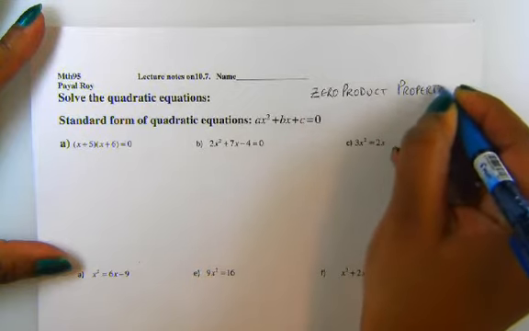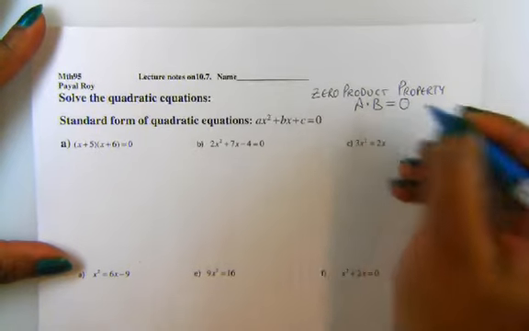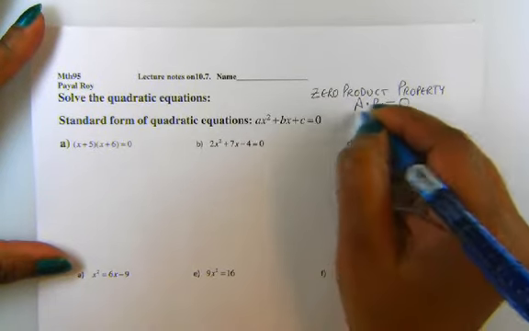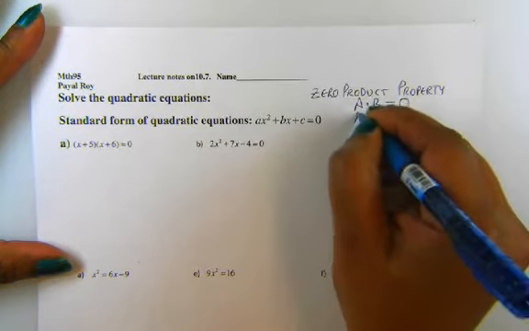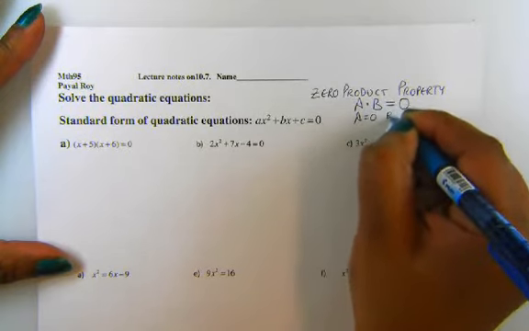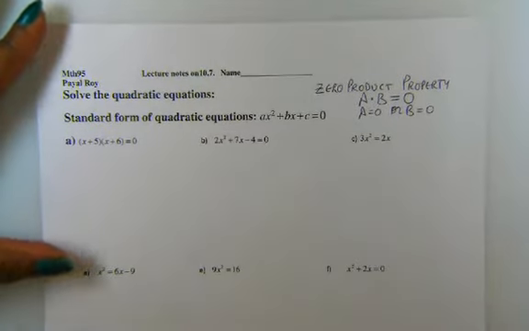which states that if two factors are multiplied and your product is 0, what we can say about the numbers is that one of them has to be 0. So either A is 0 or B is 0. So let's work on this one.